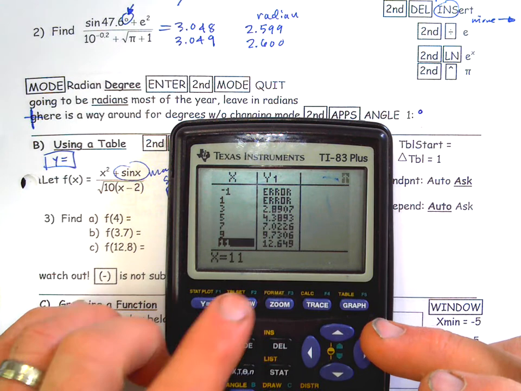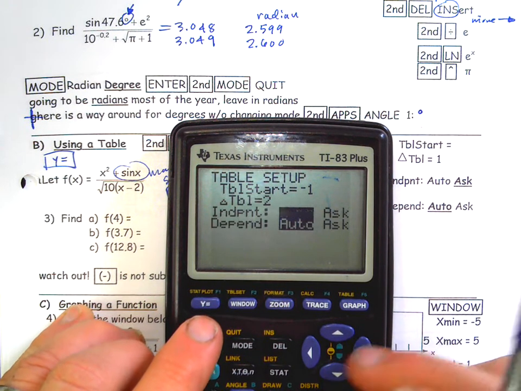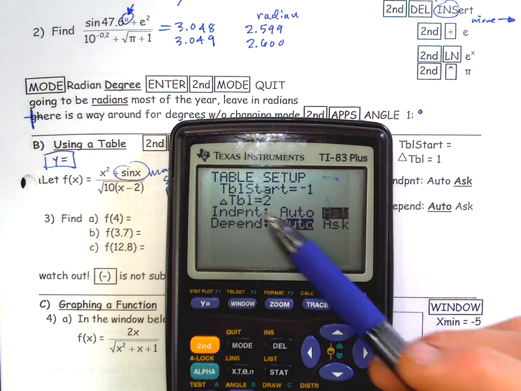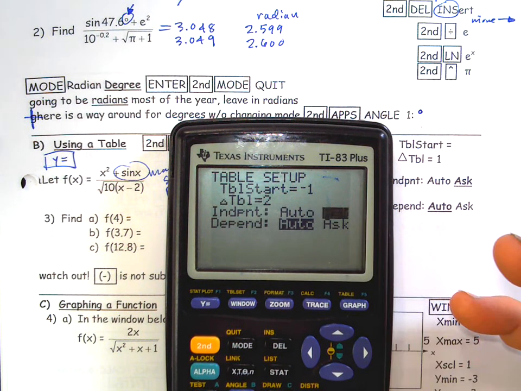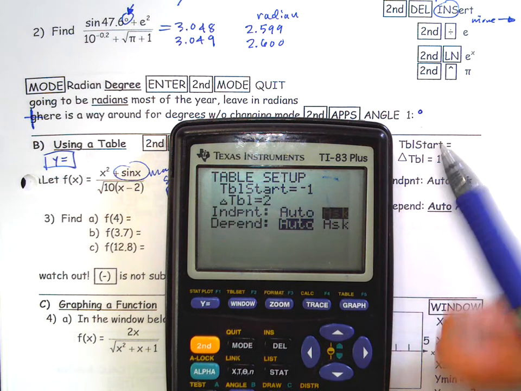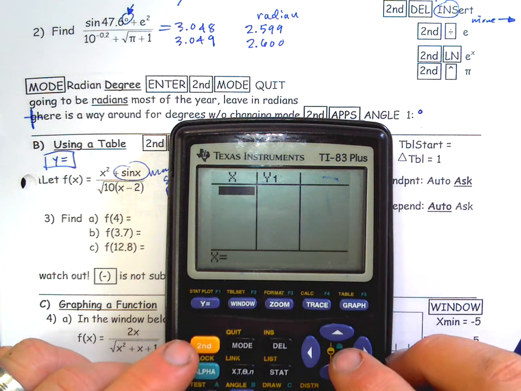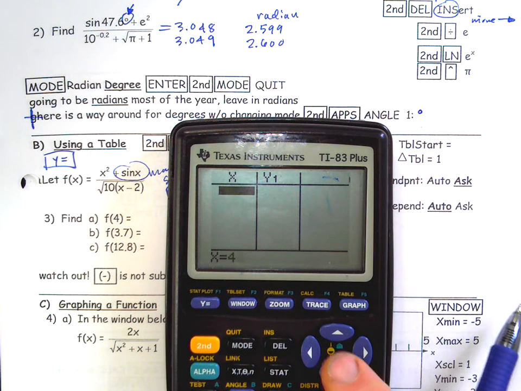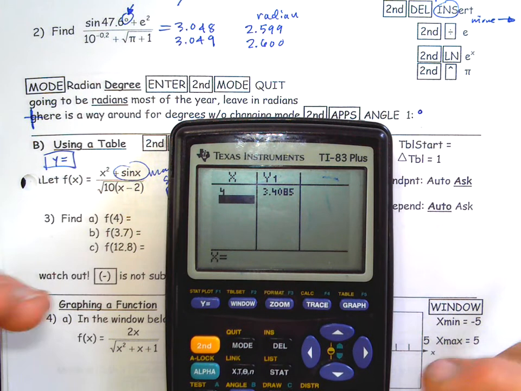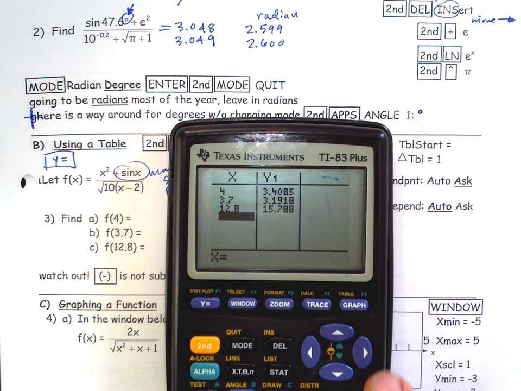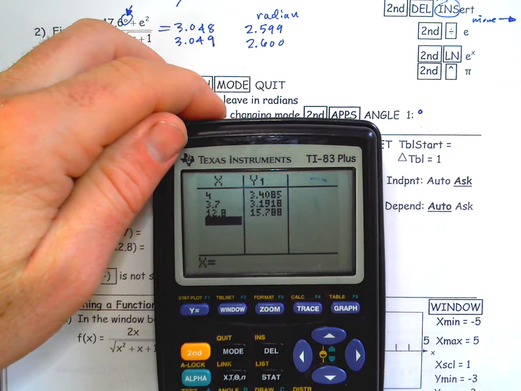We usually want it to ask us for the X variable and then automatically calculate the Y variable for us. So we want independent on ask and dependent on auto. And then the whole delta table and table start won't even matter because they won't get used in this situation. So now if I go back to table, if you have a bunch of numbers in there that are all filling it up and you can't change them, then go to the settings. So there you go. Now I'm going to go ahead and just draw a picture of this for your own notes.